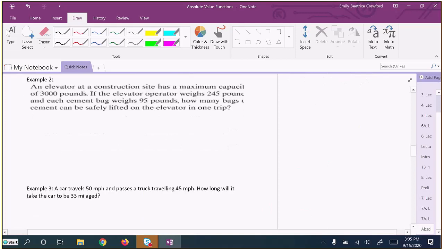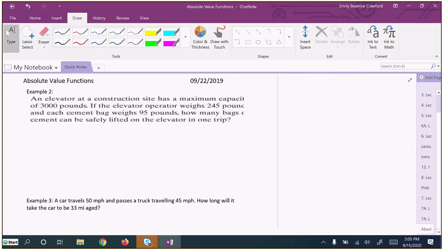Okay. A little bit of word problem. So this one is telling us an elevator at a construction site has a maximum capacity of 3,000 pounds. If the elevator operator weighs 240 pounds, and each cement bag weighs 95 pounds, how many bags of cement can be safely lifted in the elevator in one trip?